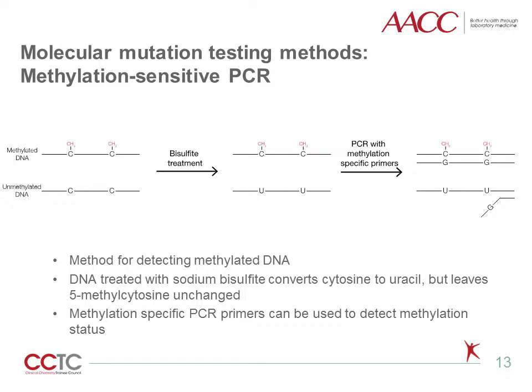Methylation-sensitive PCR is used to detect the presence or absence of methylated DNA in a sample. DNA methylation occurs when cytosine residues contain an additional methyl group. When treated with sodium bisulfite, unmethylated cytosines will be converted to uracil, while methylated cytosines will remain unchanged. The presence or absence of DNA methylation can then be detected by performing a downstream PCR reaction using primers containing uracils in lieu of cytosine.